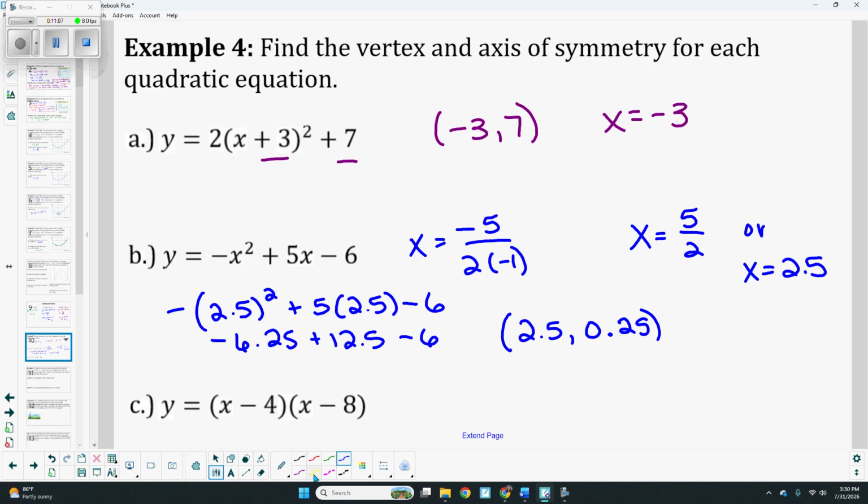For our last one, that's intercept form. So remember, intercept form, we take the p and the q. That's positive 4, positive 8. So x will be equal to 4 plus 8 over 2. 12 over 2, x equals 6 is our axis of symmetry.